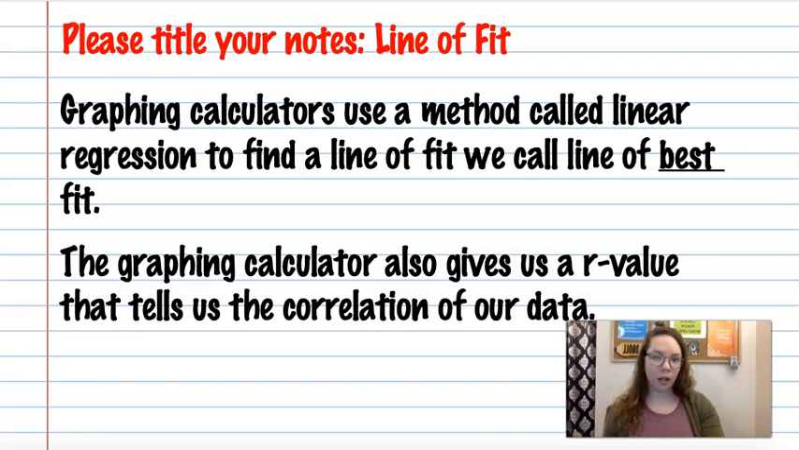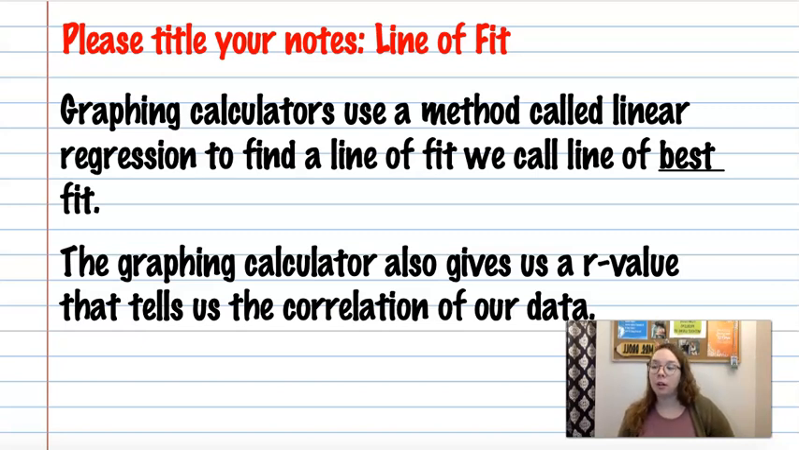All right, we are still talking about scatter plots today, and yesterday we talked about lines of good fit that we made by hand, and they are good predictions, but they're not the very best prediction we could make. So to make a line of best fit, we have to use the graphing calculator. So here it says graphing calculators use a method called linear regression to find a line of fit we call the line of best fit.